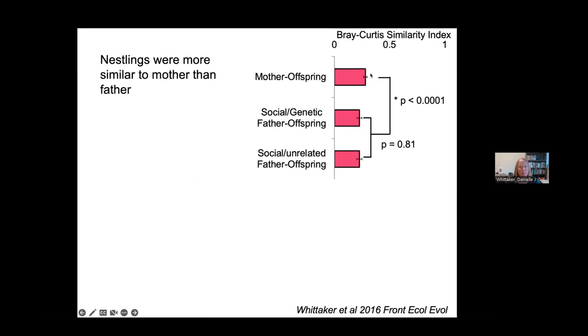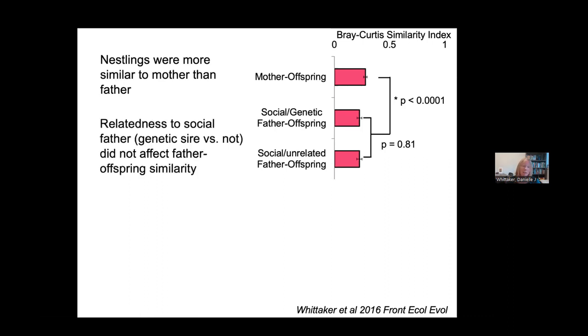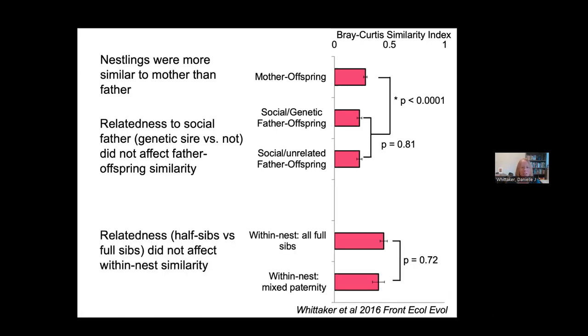So your average mother-offspring pair was more similar to each other than your average father-offspring pair. And of course, we can compare fathers who are also the genetic fathers versus fathers who were just raising somebody else's offspring. And it didn't matter. It didn't matter if the father was genetically related to the offspring or not. They had the same level of similarity in their bacteria. And we can also look at siblings. The siblings have the highest level of similarity. But it didn't matter if they were full siblings or half siblings. Remember, we had some nests with mixed paternity.